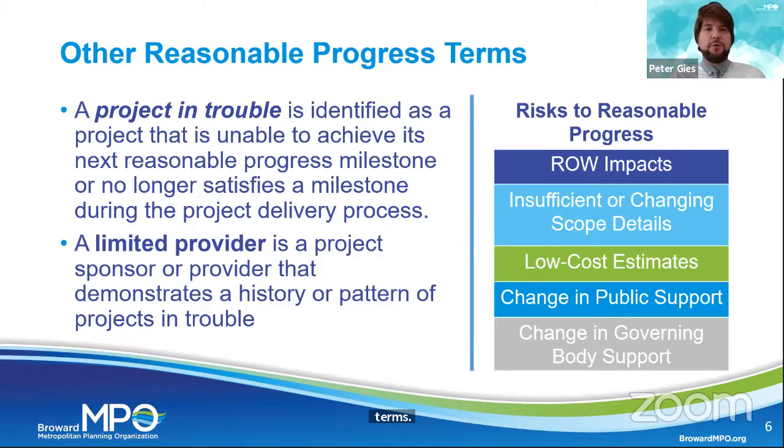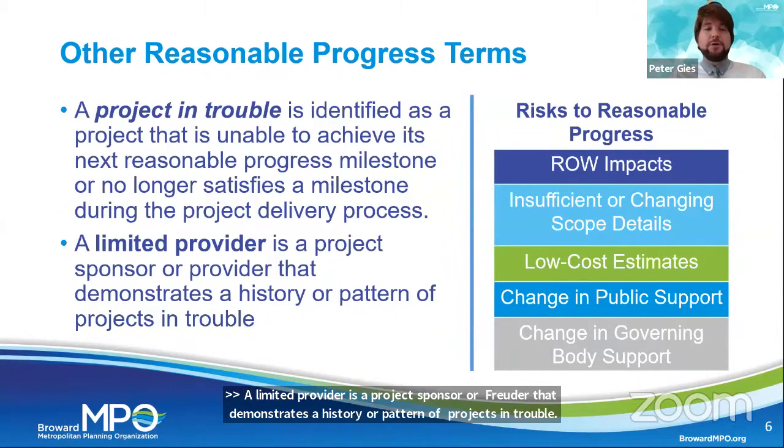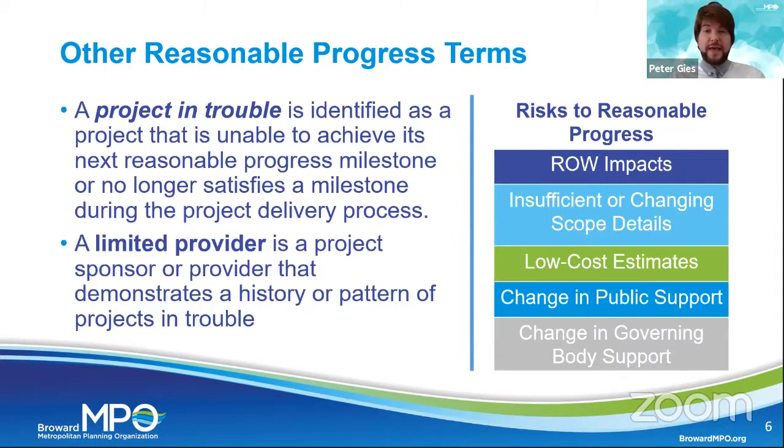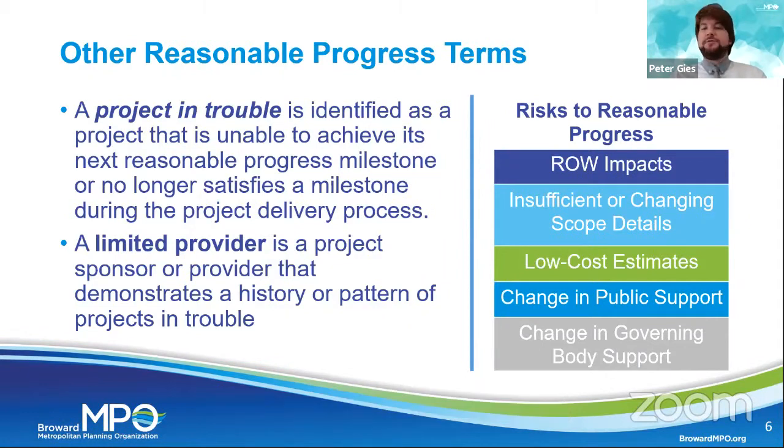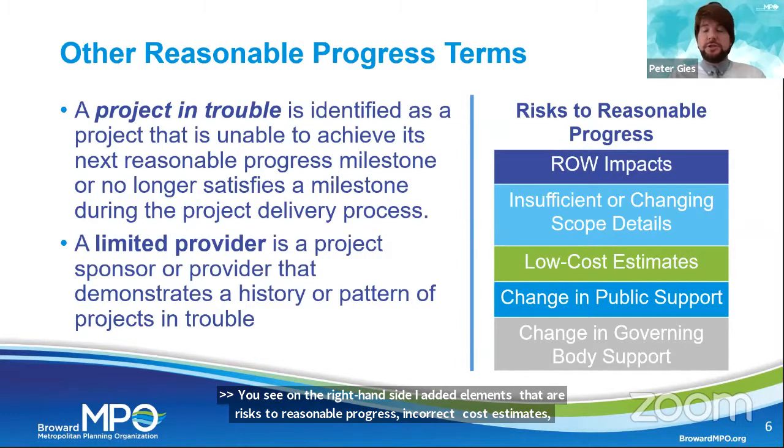So as I was mentioning before, a sponsor could be a provider or could also be a right-of-way owner. And if they are consistently producing roadblocks to meet reasonable progress, we want to make sure that we have a way to call those folks out. And you can see on the right-hand side, I added some elements that are typically risks to reasonable progress, where there's incorrect cost estimates, you have change in governing body support, there's a change in public support, or there's insufficient or changing scope details.